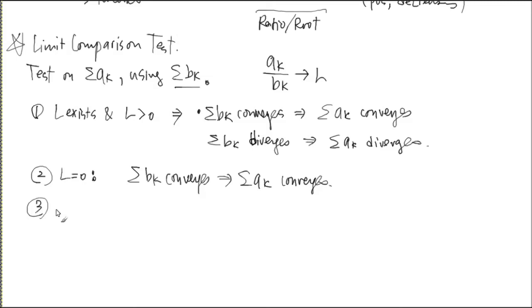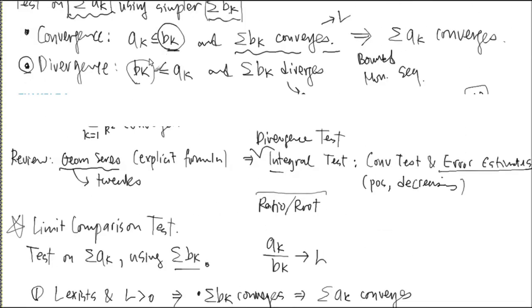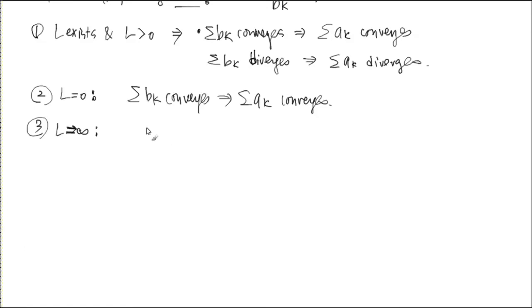The other case is what if L goes to infinity? L is infinity, that's how they use it, right? What does that mean? a_k is a lot bigger than b_k, isn't that what it says? The ratio is almost infinity. a_k is a lot bigger than b_k, right? So a_k is greater than b_k. Let's go back in here. a_k is greater than b_k. So if b_k diverges, it gives you a conclusion that a_k diverges. So this one starts like this, b_k diverges, a_k diverges.